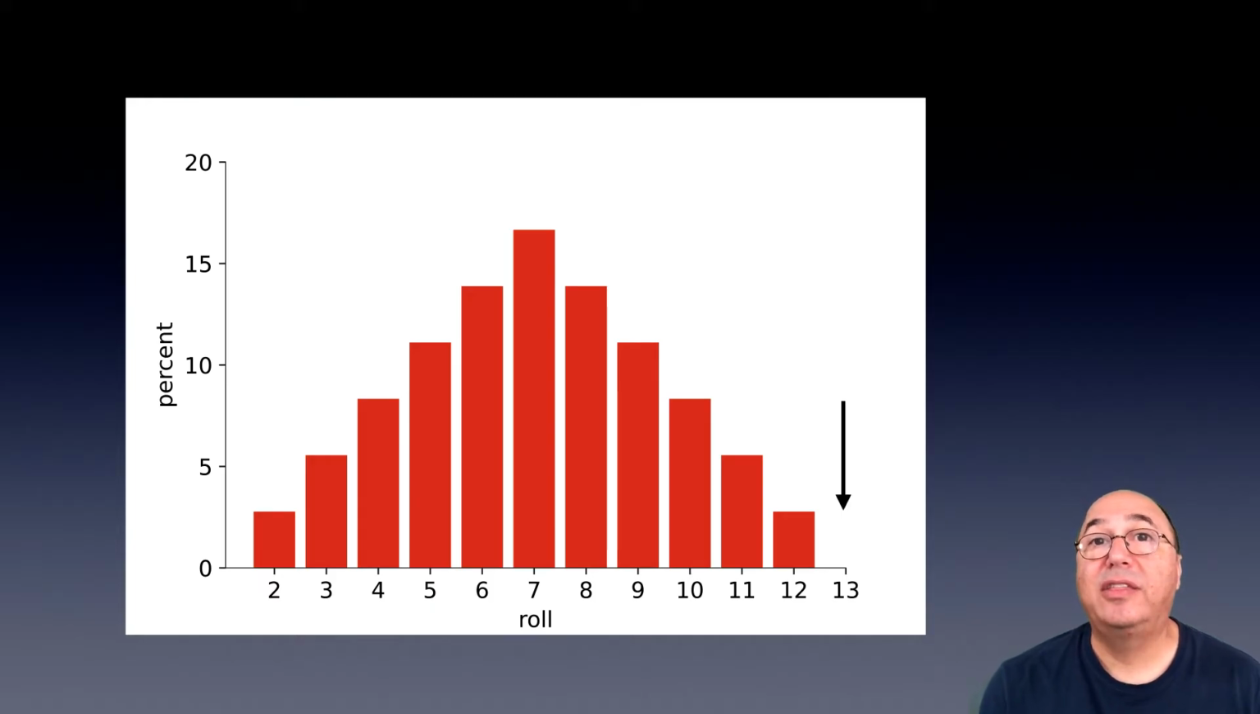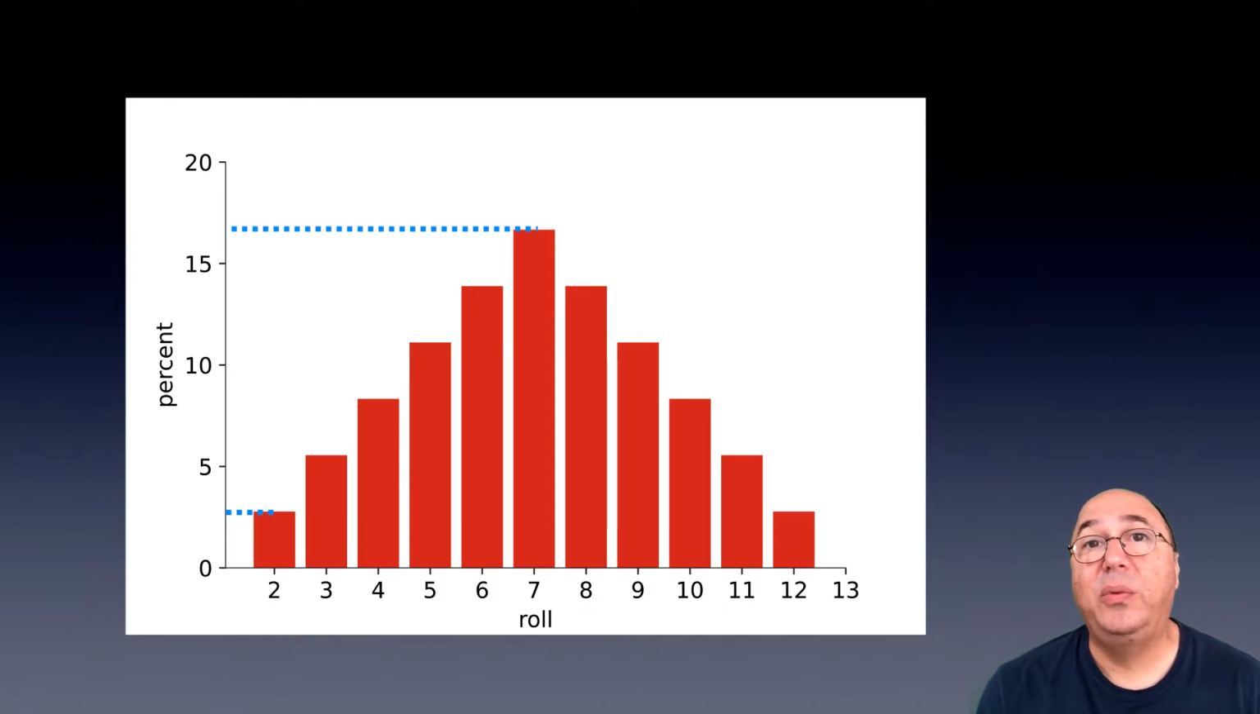It tells me that there's a 0 chance of rolling a 13. It also tells me that rolling a 7 is about 6 times more likely than rolling a 2. And if I roll the dice many times, I'll get this probability distribution. Now you're probably saying, what does this have to do with climate change?